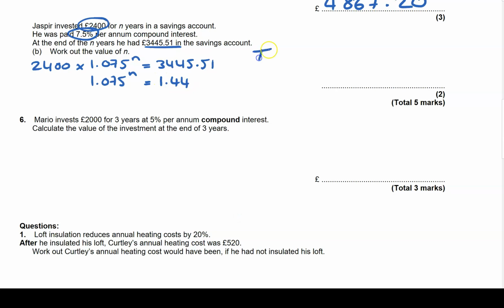And it's that trial and improvement time again. So if n is, let's go in at 5. So if n is 5, 1.075 to the power of 5 is, dang it, 1.44. I got it perfect first time round. 1.44 to 3 significant figures, so n is worth 5.